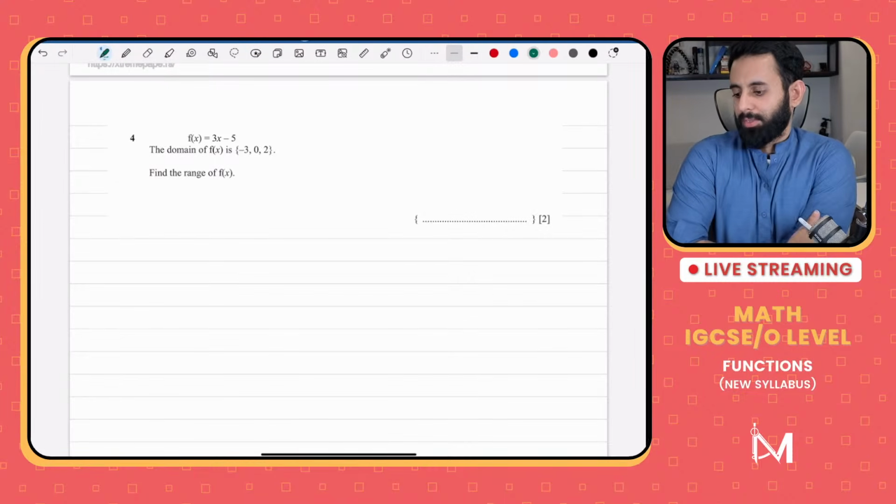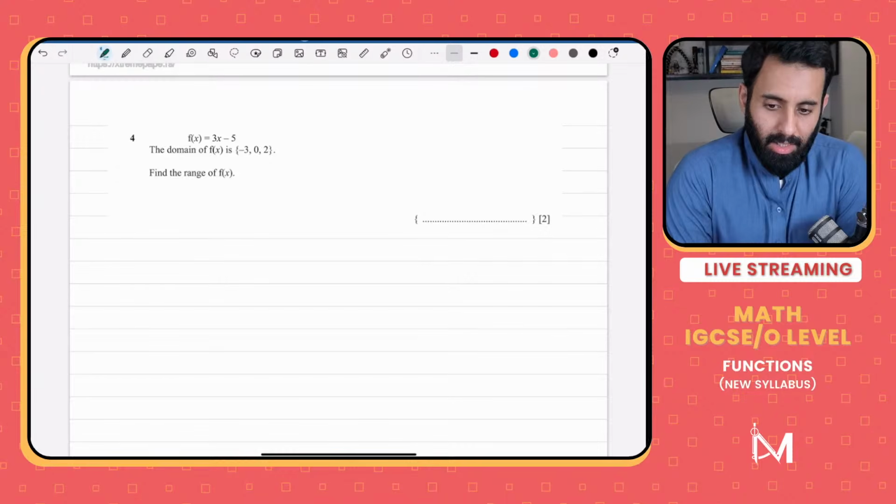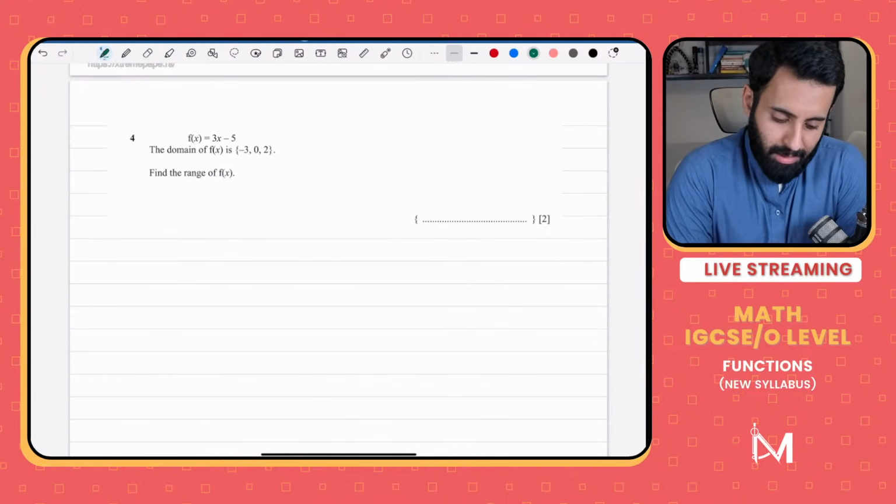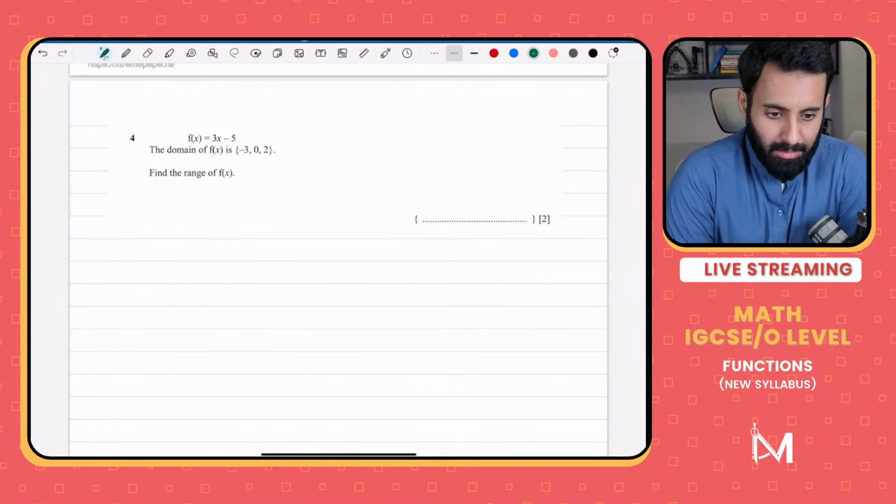Reciprocal graphs for Feb exams. Ooh. I usually don't plan my streams around Feb exams, but I'll see if I can do it before Feb exams. I'm not too sure, but I'll see if I can.